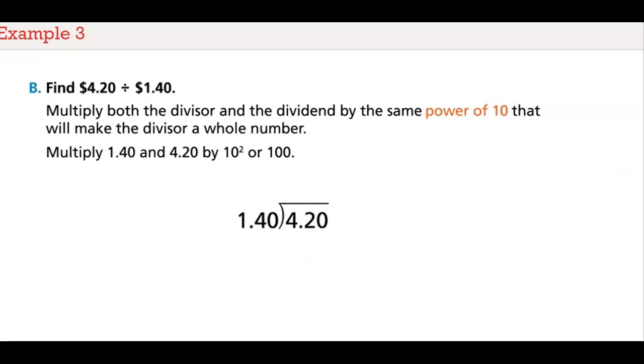Multiply $1.40 and $4.20 by 10 squared, or 100. To multiply by 100, move the decimal point 2 places to the right in both the divisor and the dividend. This creates an equivalent division problem: 420 divided by 140.